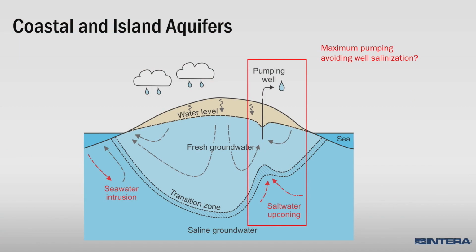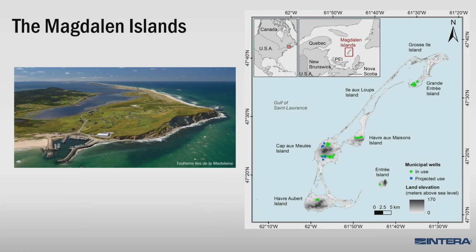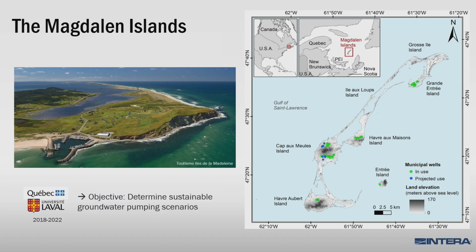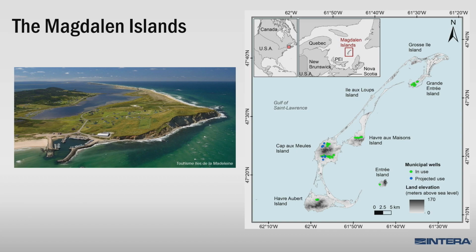In coastal and island aquifers, seawater intrusion and saltwater upconing are major concerns for groundwater management. And that's also the case in the Magdalen Islands, which are a Canadian archipelago in the middle of the Gulf of St. Lawrence here, in which groundwater is the only source of drinking water. And groundwater resources are also stressed by intense tourism, climate change, and hydrocarbon exploration.